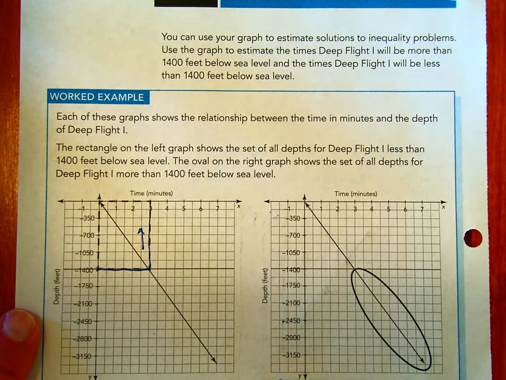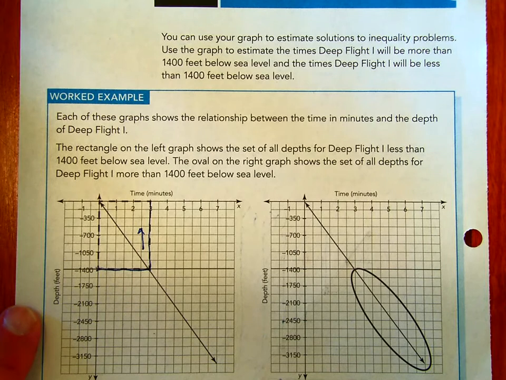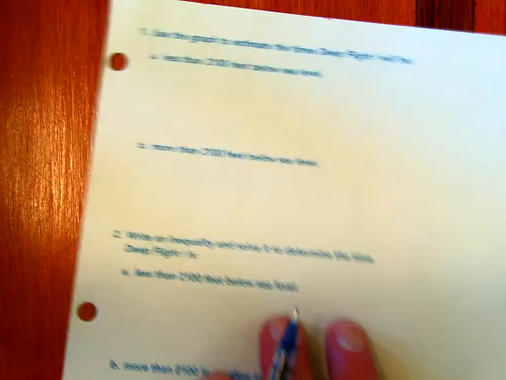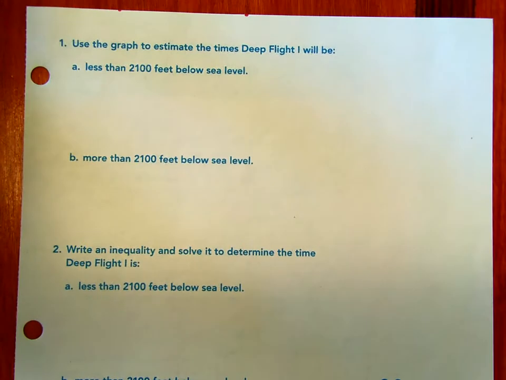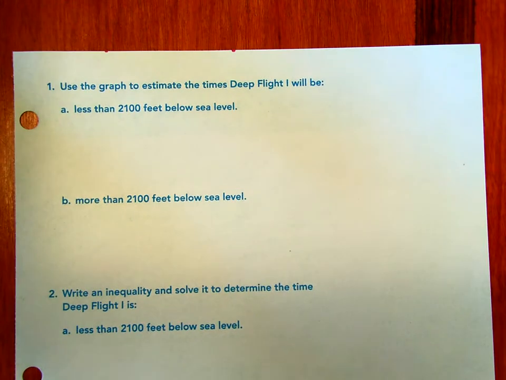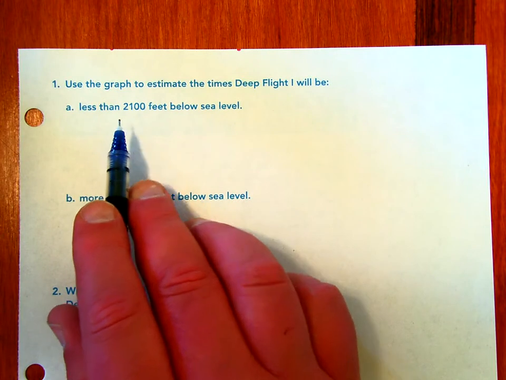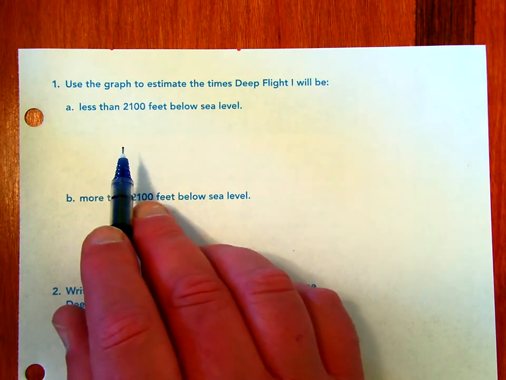Deep Flight 1 will be greater than 1,400 feet in less than 3 minutes. Deep Flight 1 will be less than 1,400 feet for times greater than 3 minutes. Let's take a look at the problems that they're going to ask. On these, I'm going to do problem A, and I'm going to let you do problem B. And so, use your graph to estimate when Deep Flight 1 will be less than 2,100 feet below.